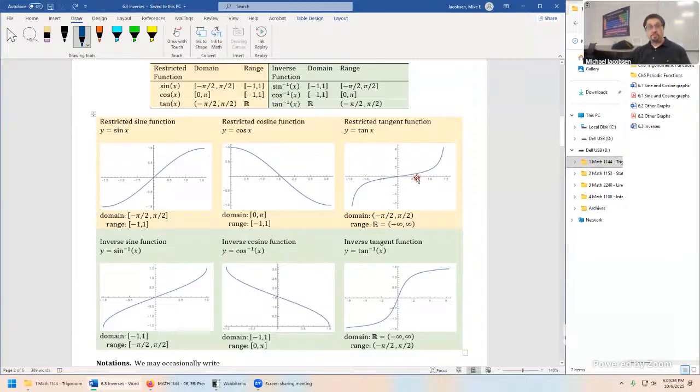Tangent is not too big of a nuisance because if we go from -π/2 to +π/2, that's 1 full period. And that's kind of nice. This does pass the horizontal line test. So down below are all the inverses.